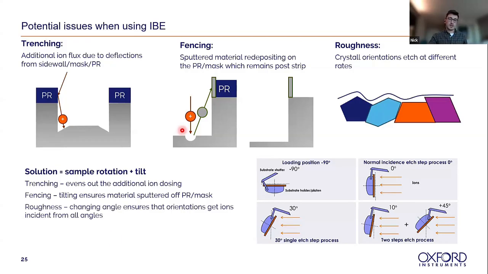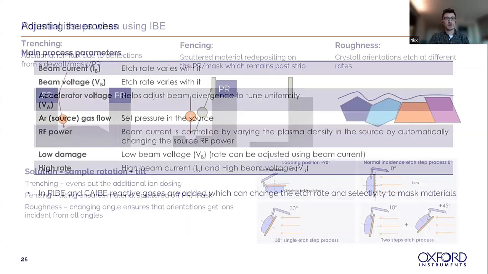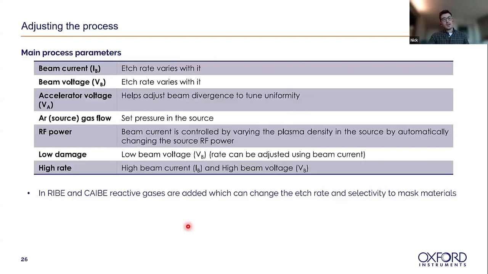And for the roughness, as I mentioned, changing the angles ensures that different orientations get ions from lots of different angles. This evens everything out rather than just having it at one particular angle and getting one crystal orientation that's preferentially etched over others. So that lets us overcome some of those issues. There are things to think about when you are using ion beam etching, but there are ways to get around them.